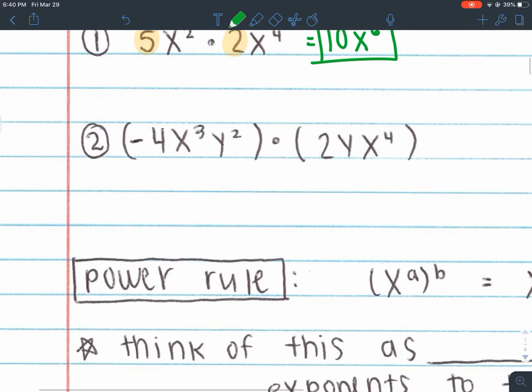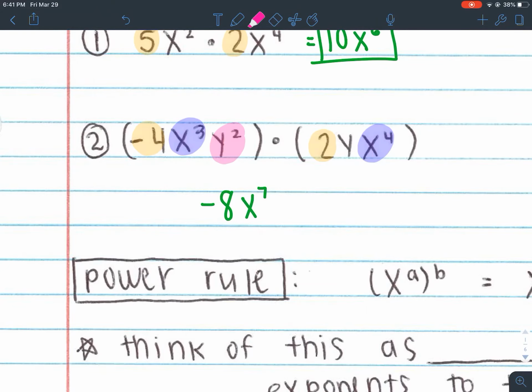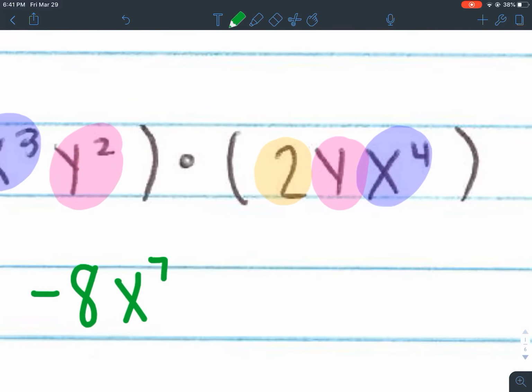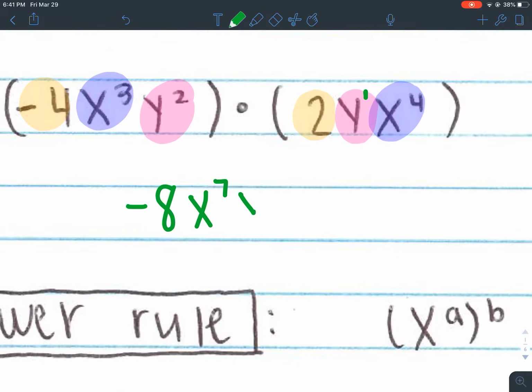Okay? Number 2. I have two like little expressions here being multiplied together. My negative 4 and my 2 can be multiplied, so that's going to give me a negative 8. And then I have my x to the 3rd times x to the 4th over here, so that's going to be x to the 7th because I'm going to add the exponents. And then next I can use my y squared and my y. Now that y, there's only one of them, and we usually don't write the exponent, but it's technically to the first power. So I have y to the 2nd times y to the 1st, which is going to be 3 y's.